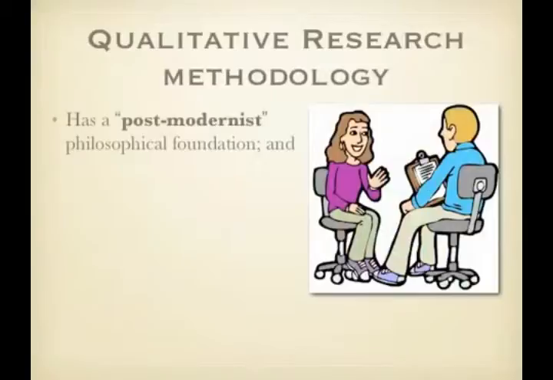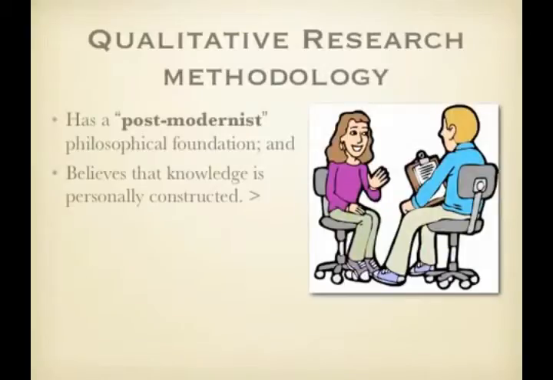The qualitative research methodologist has more of a postmodernist philosophical foundation, and believes that ultimately knowledge is personally constructed. You construct a view of the world that is different than anybody else who constructs that view of the world, and through that view of the world you look at your world and surroundings. You have a lens, you have a bias that is inescapable, and because of that there is no such thing as an objective reality that can be understood by all people equally.